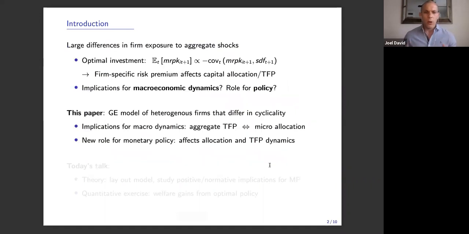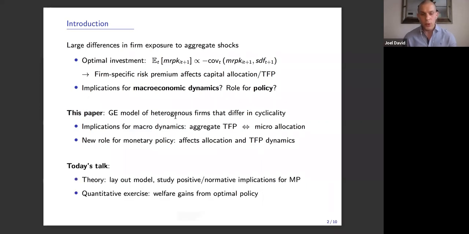Motivated by these patterns, we develop a general equilibrium business cycle model of heterogeneous firms that differ in their cyclicality. We use the model first to study the implications for macro dynamics. In particular, we uncover what I think is a novel two-way feedback loop between aggregate TFP and the micro allocation, which implies that these are both equilibrium objects determined jointly. Second, we show that this points to a new role for monetary policy: it affects the degree of aggregate risk, influences the micro-level resource allocation, and that shows up in the dynamics of TFP itself.